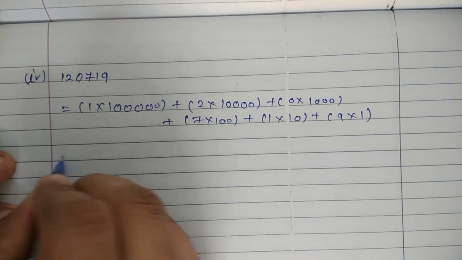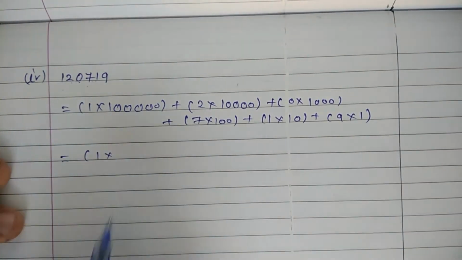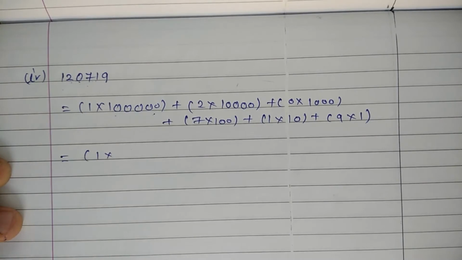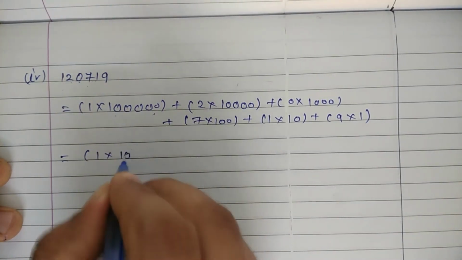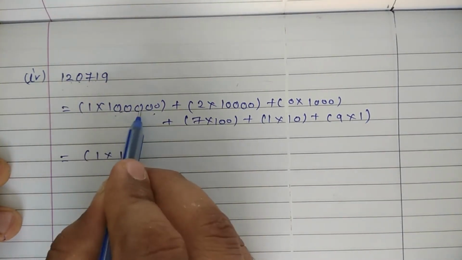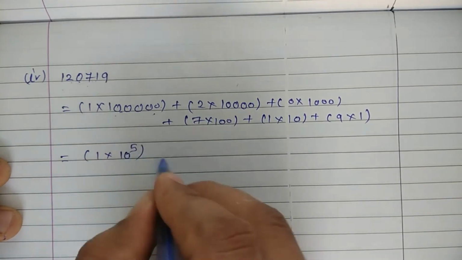So that is equal to 1 multiplied by, as 1 lakh we can write in exponential term, it is 10 raised to the power of how many zeros? 1, 2, 3, 4 and 5. So 10 raised to the power of 5.